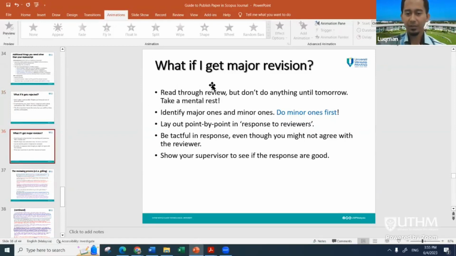If it's a major revision, meaning there is a possibility of acceptance, but you have to make a revision. So on the first day, don't do it yet. Just relax first. Think, read, think. And then do the minor ones first. If there are 10, look at the easy ones. Edit the easy ones. Add this reference. Just add it. Done, one cancelled. That leaves the harder ones at the back. So you get momentum.